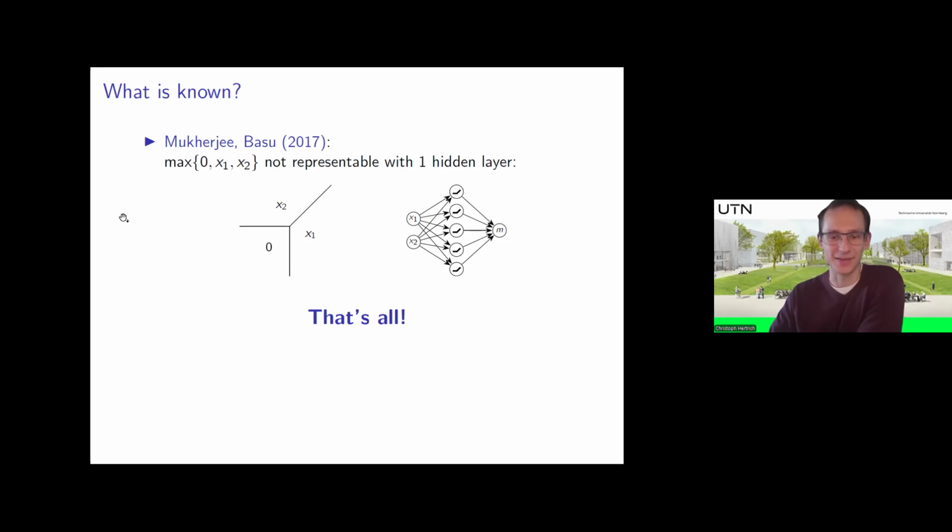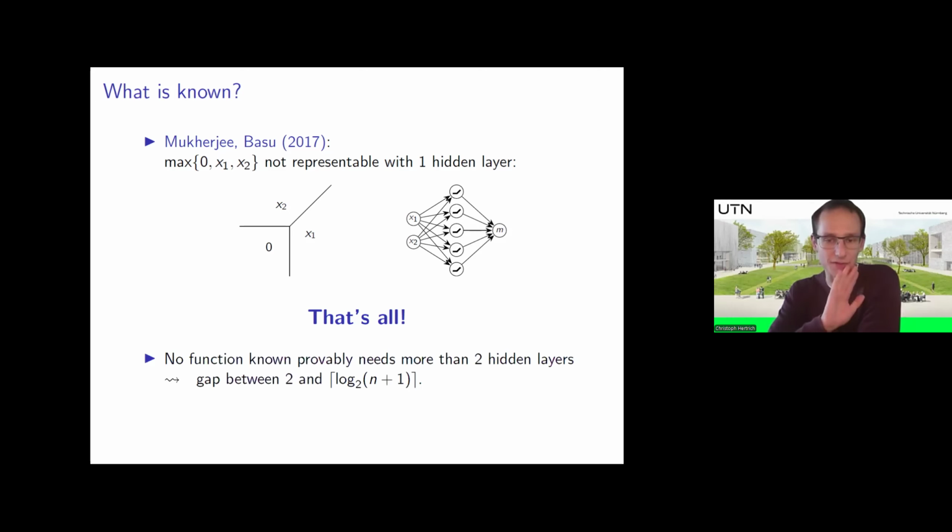And I mean, still my talk doesn't end here, so I have something more to tell you. But first let's think what that means. It means that we don't know any function for which we can prove that we need more than two hidden layers. So it might be, so far, that every continuous piecewise linear function can be represented with two hidden layers. So there's a gap between two, which is the best possible lower bound given through this example, and logarithm of n, basically, which is the upper bound we saw earlier.